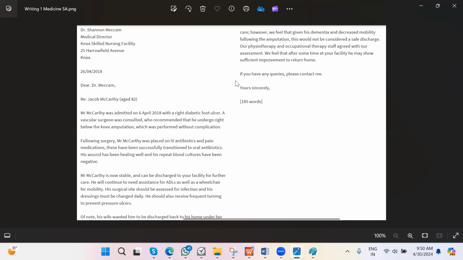And then once you close it, you put a closure. This is a closure. If you have any queries, please contact me. And then you will say yours sincerely, and at the bottom you will put doctor. That's it. All right. Sir, actually, how much time do we have to write this referral letter? How much time? You'll get 45 minutes in total.